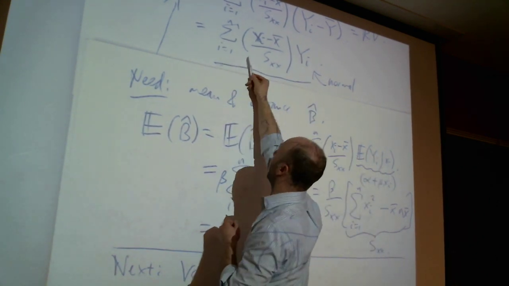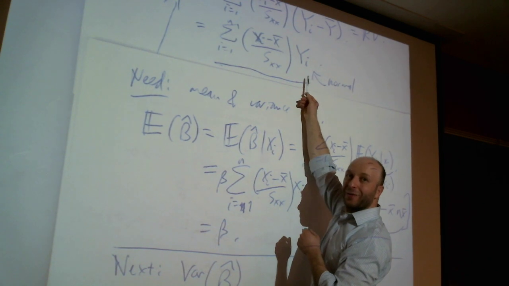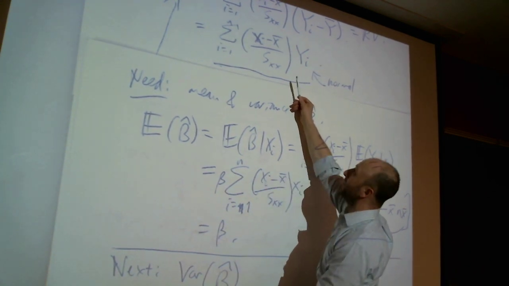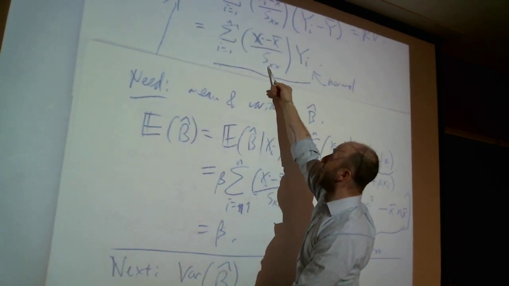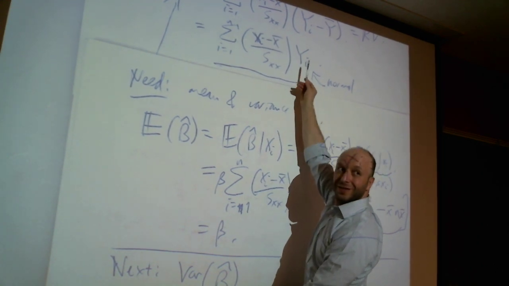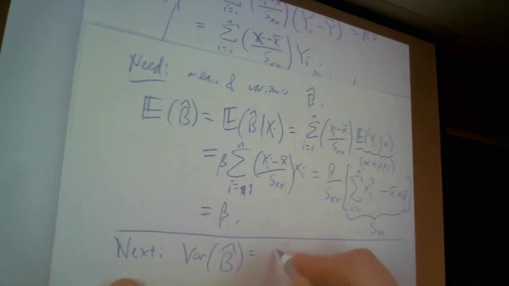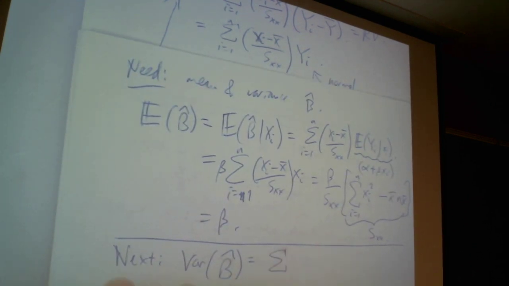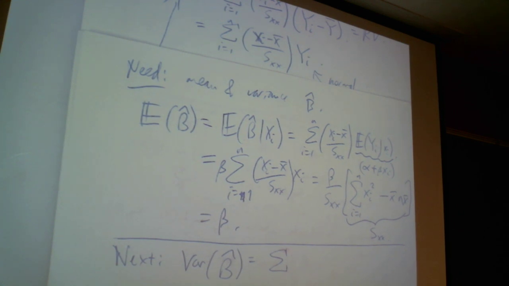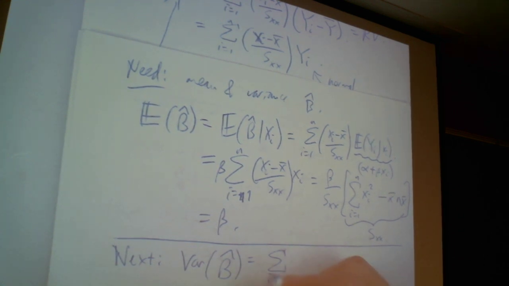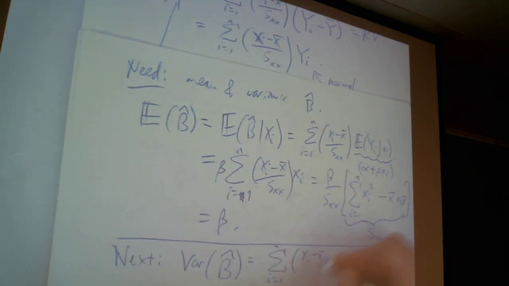So we have a sum of some constants times independent variables. So the variance will be just the constants squared times the variances of the variables. Sometimes that technique works better, sometimes the more direct thing works better. So I have my constants squared, xi minus x bar over sxx squared, times the variance of the yi variables.